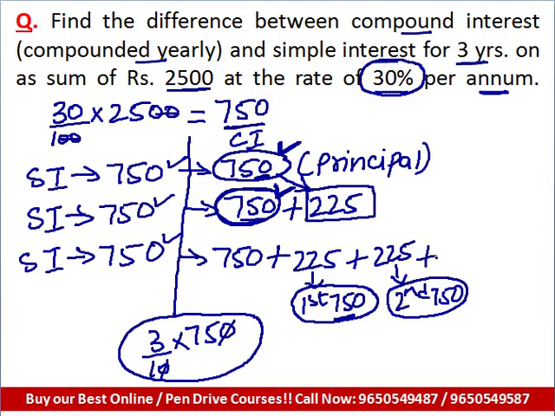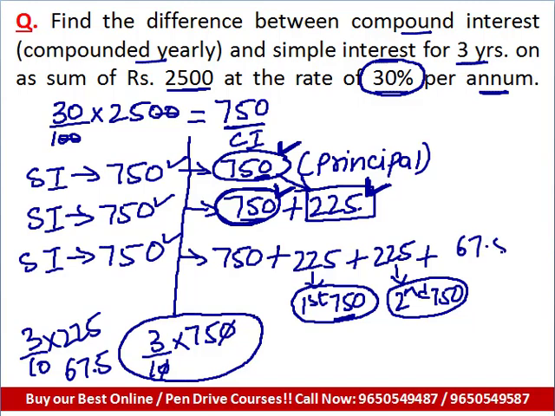Now there is one more component. You will be getting 30% of the 225, which was also the interest earned in the second year. So now 30%, that means 3 by 10. 30% of this 225 will also be the interest that you earn. So 225 into 3, it becomes 675. There is a 10, that is why it becomes 67.5.